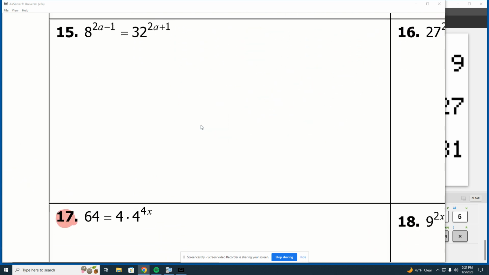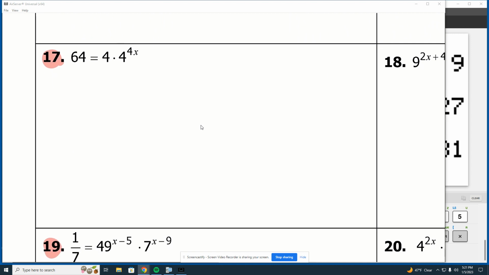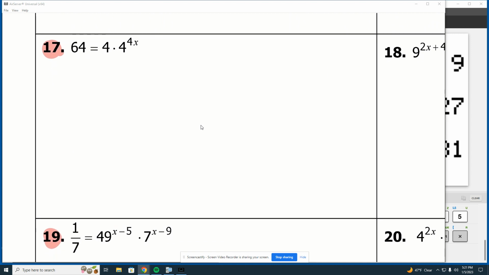We're going to do number 17 and then we're going to do number 19. And I think that will cover you as far as what you need to know for your homework tonight. So first thing I need you to see is ignore the 64 for the minute, okay? Right now, let's focus on getting this together.